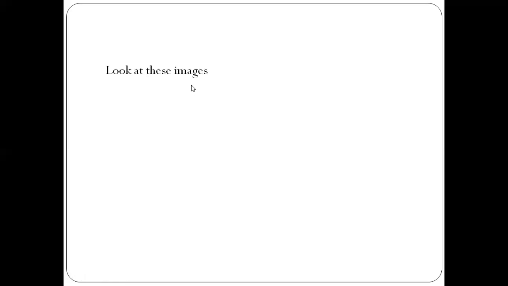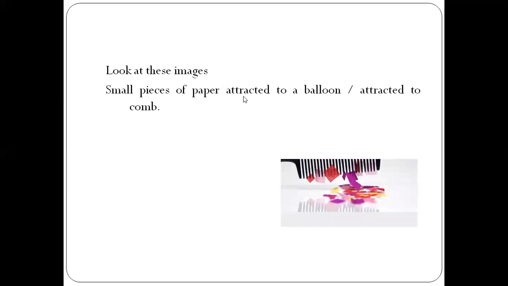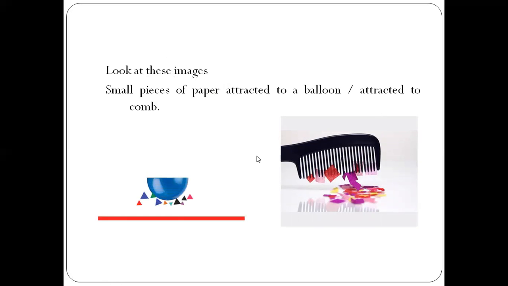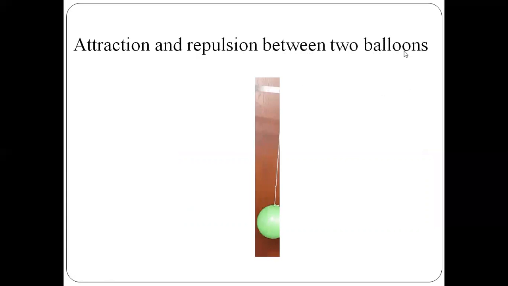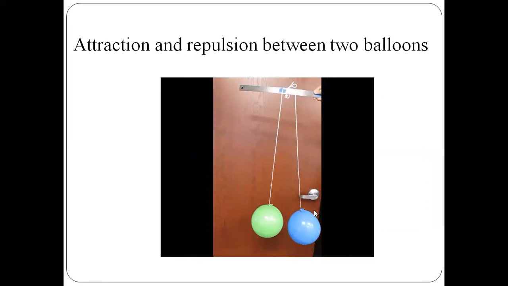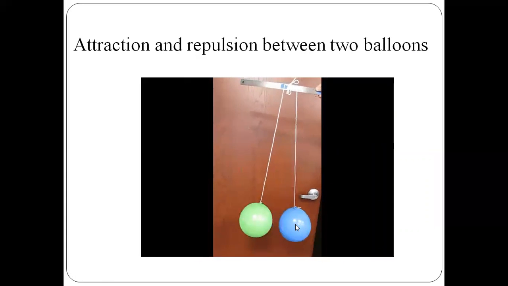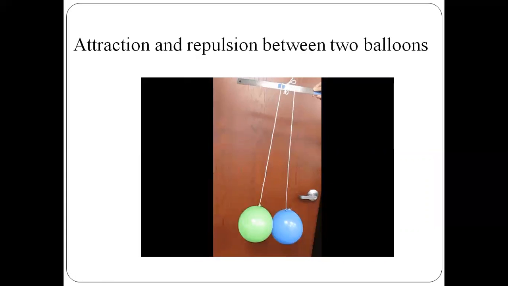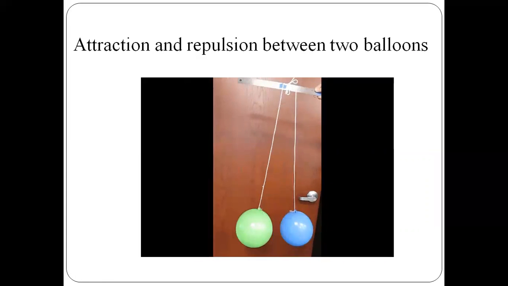Look at these images. Small pieces of paper are attracted to a balloon, attracted to a comb. Why? What is the reason? The balloon attracts some pieces of paper. Here, the comb attracts some pieces of paper. Here in another one, we find attraction and repulsion between two balloons. What is the cause for all this? In today's lesson, we shall try to find the reason, the physics behind these.